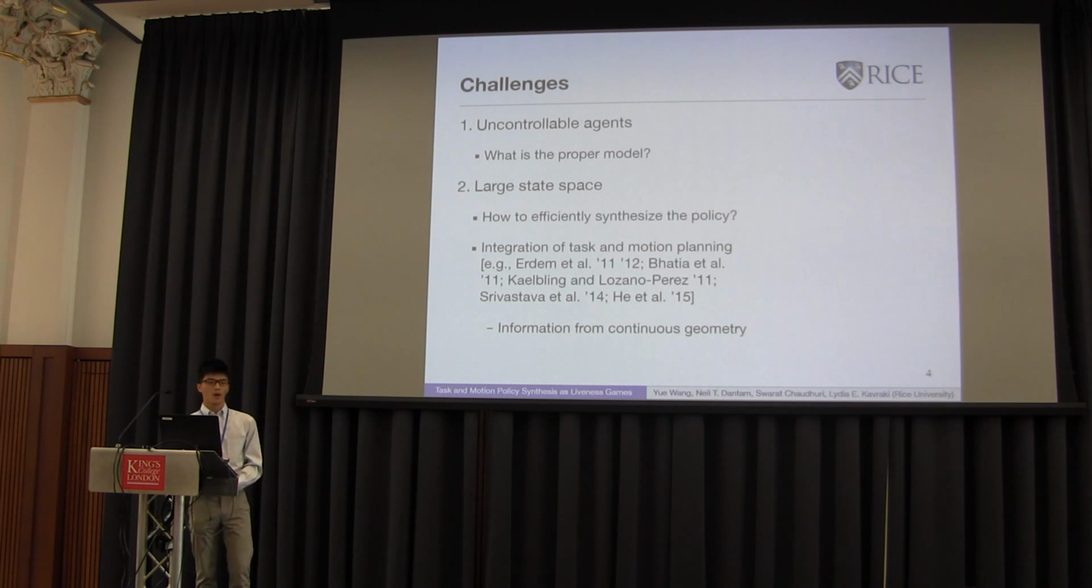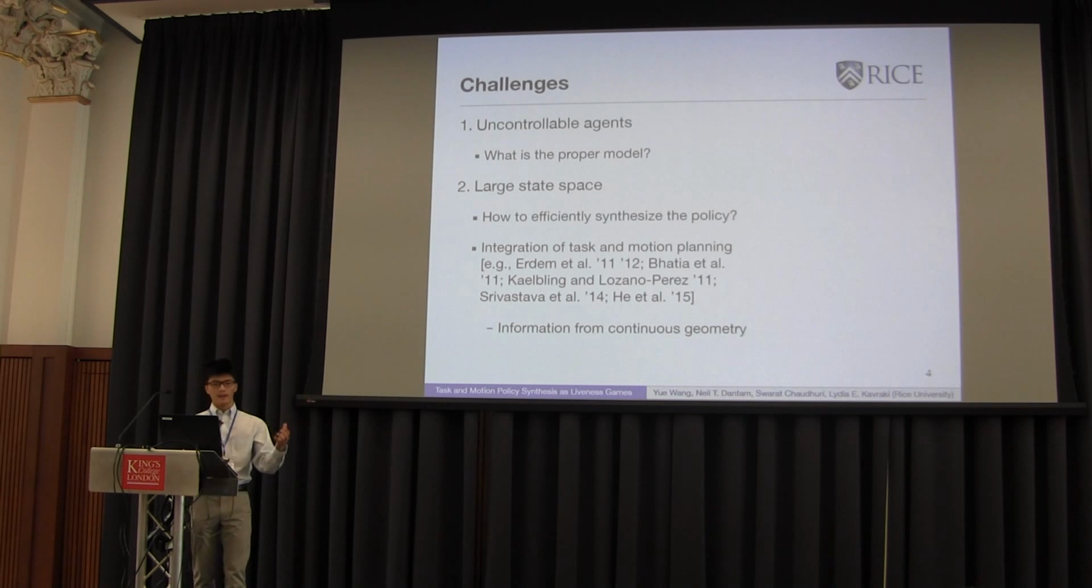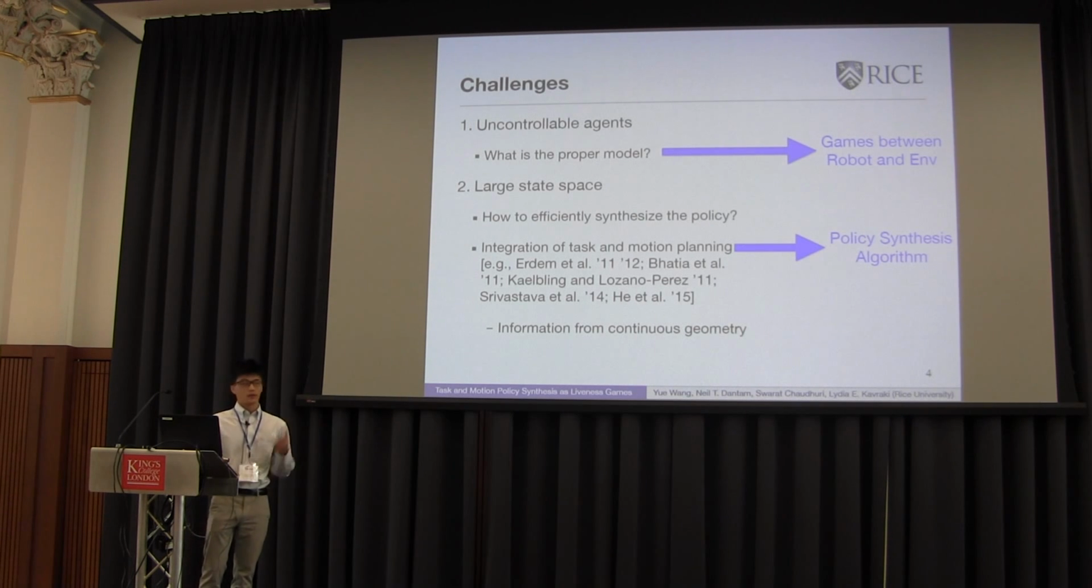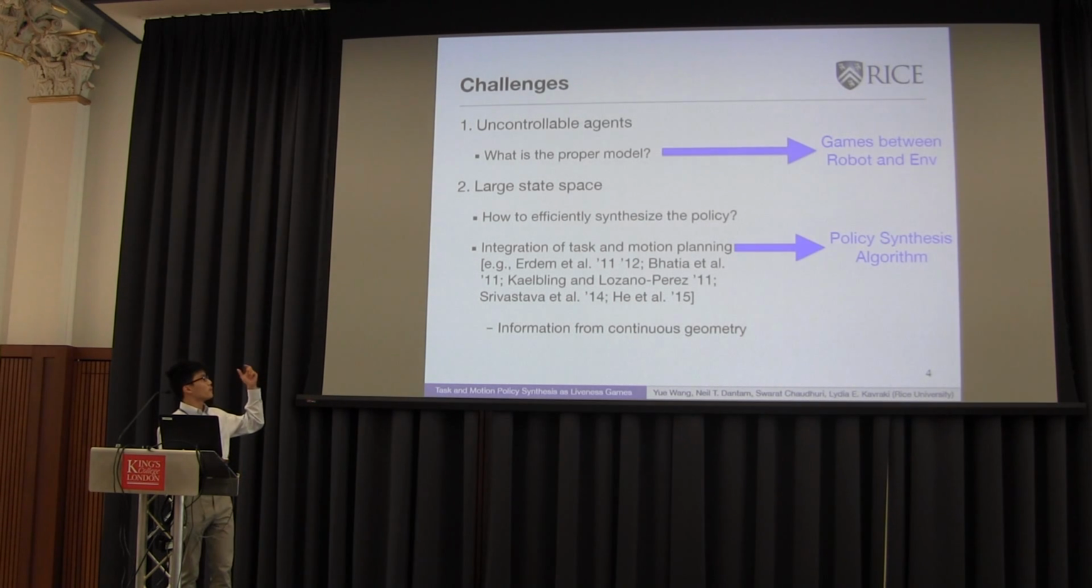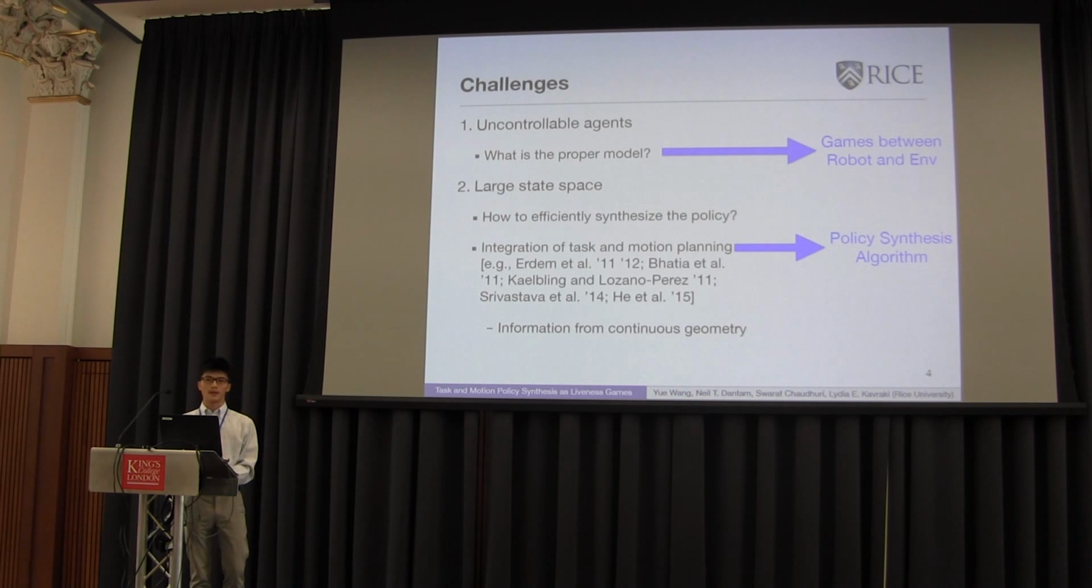Recently, there has been a lot of work on the integration of task and motion planning, and they have shown that the high-level task planning can benefit a lot from information learned from a low-level continuous geometry. Can we extend this idea to speed up our synthesis process? So our work tries to address these 2 challenges. There are 2 contributions of our work. First, we propose a game formulation that models the synthesis problem as a game between a robot and environment. And we propose a synthesis algorithm that can utilize geometric information to speed up the synthesis process.